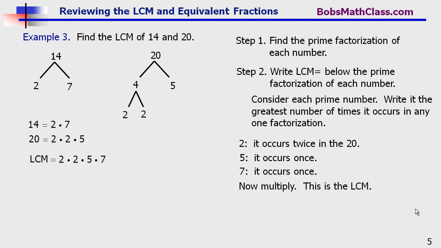2 times 2 is 4. 4 times 5 is 20. 20 times 7 is 120. Did I say 120? I meant 140. Sorry about that. 2 times 2 is 4. 4 times 5 is 20. 20 times 7 is 140. Well, if you multiply a 2 and a 5, that's 10. And then 2 times 7 is 14, so 14 times 10 will be 140.